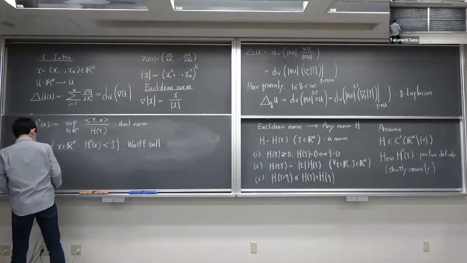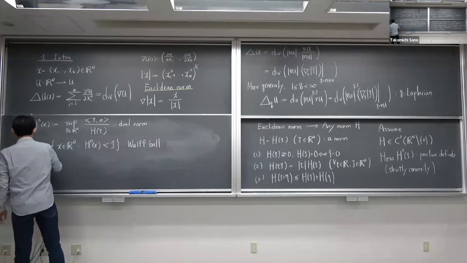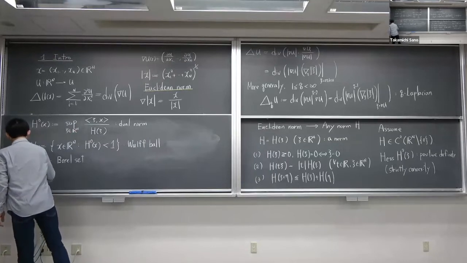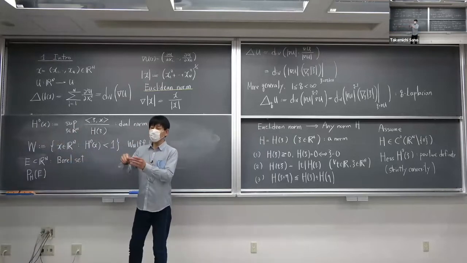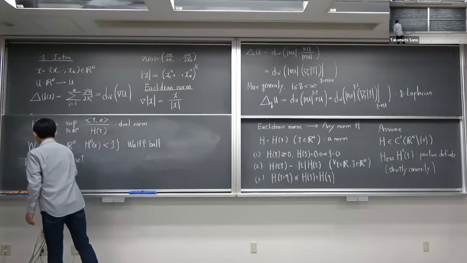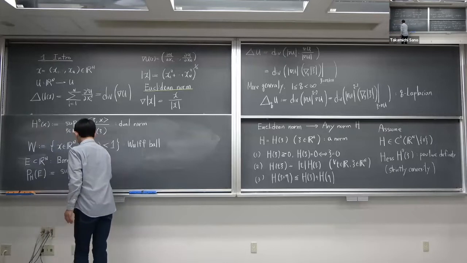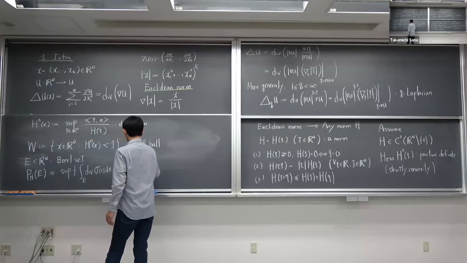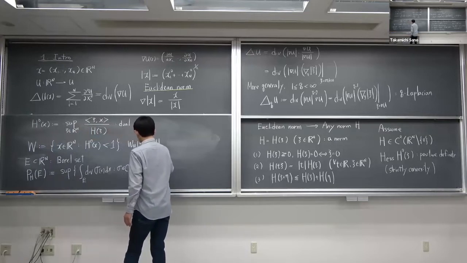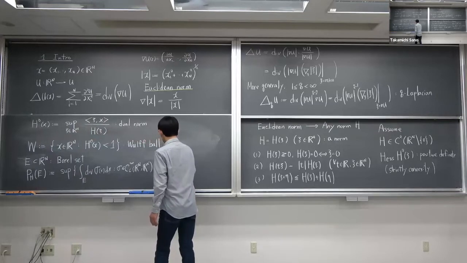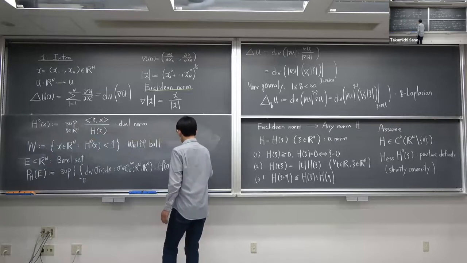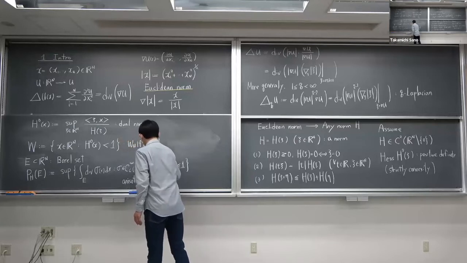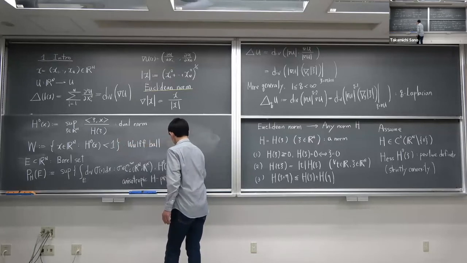And we can define the H perimeter for any Borel set E. This is the perimeter, a generalization of the surface area of some set E. P_H(E) is defined like this: the supremum of the integral over E of the divergence of sigma dx. Here, sigma is a compactly supported smooth vector function taking values in R^n, such that H naught of sigma(x) is less than or equal to 1. This is called the anisotropic H perimeter.